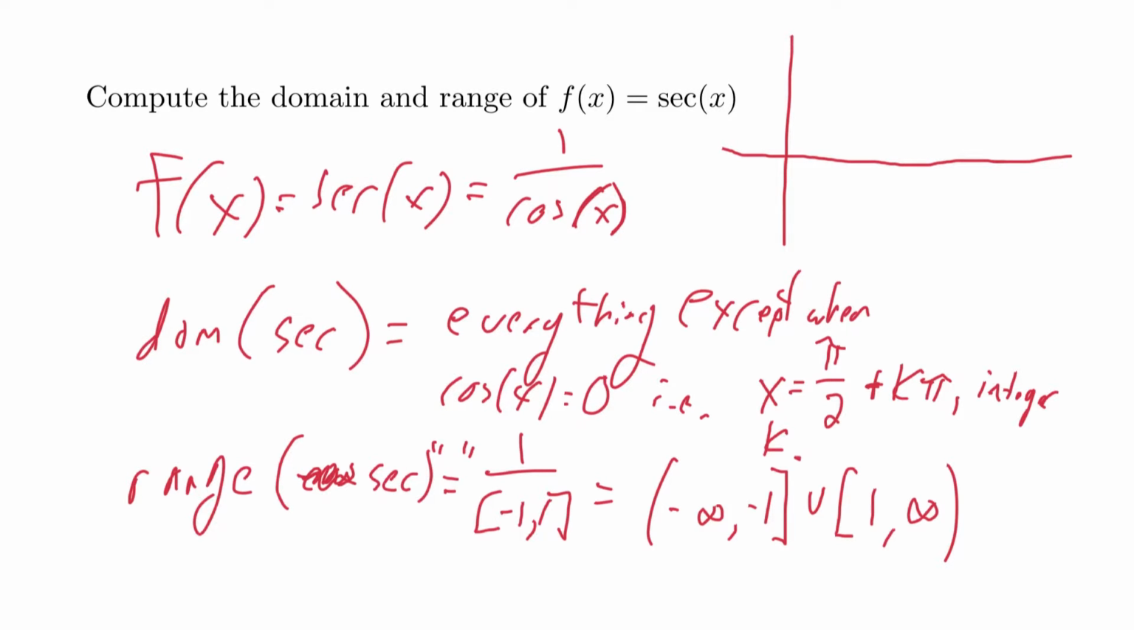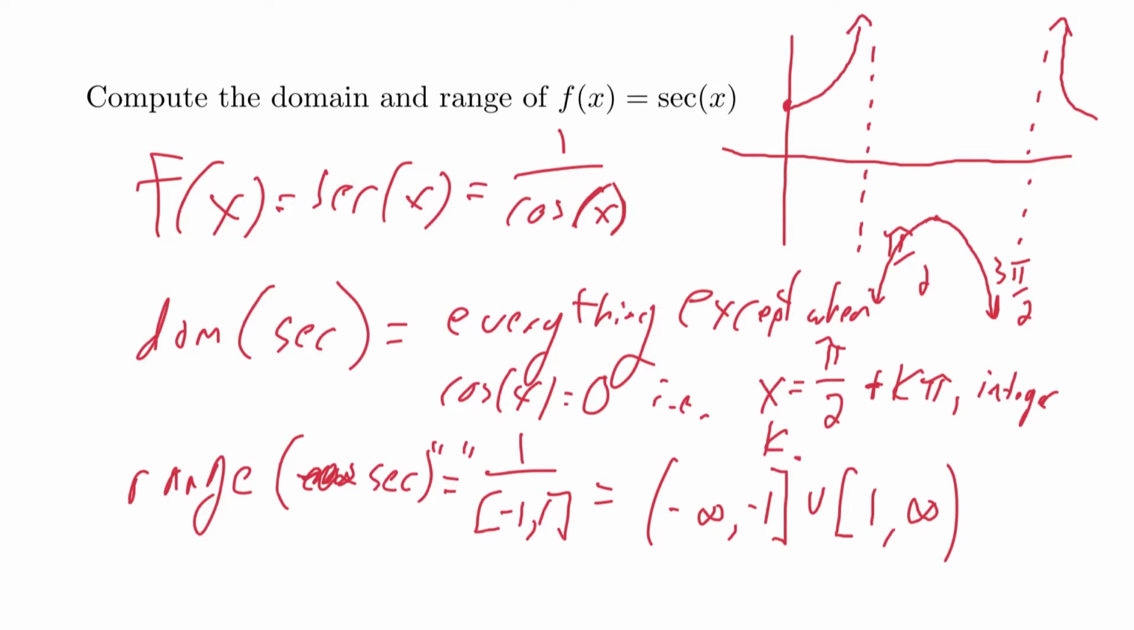So we can use this information actually to plot secant. So where are my problem issues? Well, my problems are at pi over 2, like 3 pi over 2. So secant's going to look something like this. And like this, and then it's going to come down again. So here's just a rough sketch of secant.